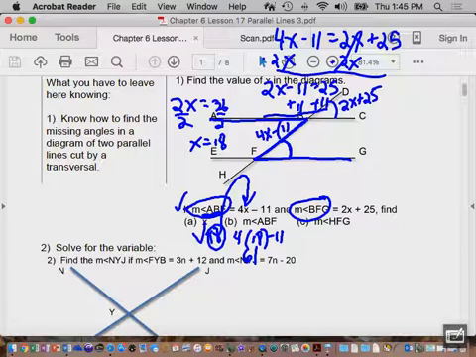And then I go into my diagram. Let me change colors here. I go into my diagram. ABF is 61. And now it wants angle BFG, B to F to G. That's this guy. If this one's 61, what's that one? 61. Good.